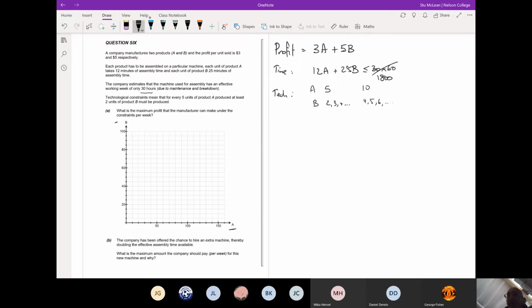So it looks like B is greater than or equal to 2 times A over 5. Do people agree with that as a constraint equation in relation to the tech constraints?